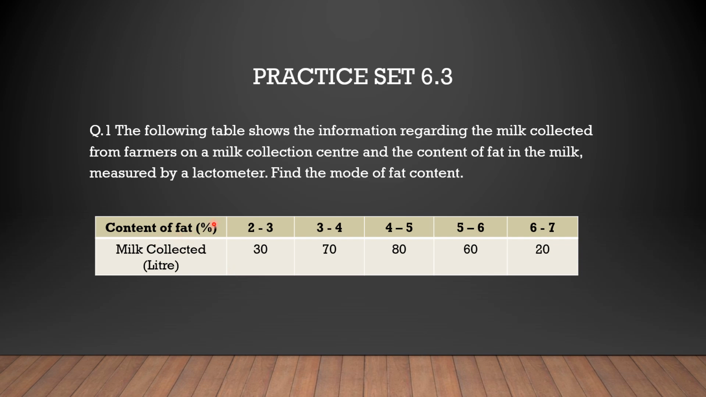Content of fat, which is in percentage, 2 to 3: milk collected in liters is 30. 3 to 4%, milk is 70 liters. 4 to 5%, milk is 80 liters. Content of fat is 5 to 6% and milk collected in liters is 60. 6 to 7, content of fat, and milk collected in liters is 20. So this is the table in which content of fat and milk collected are given, and we have to find the mode of the fat content.